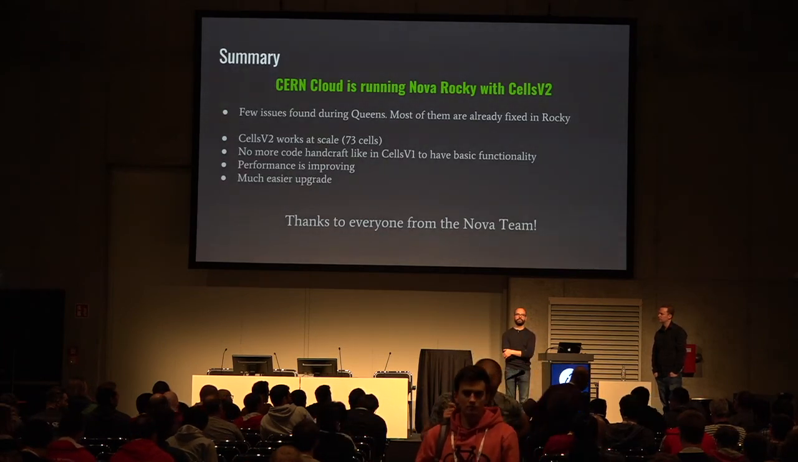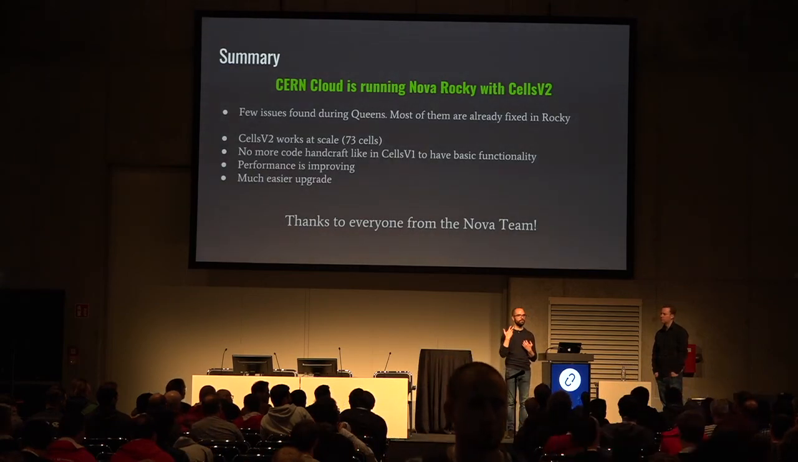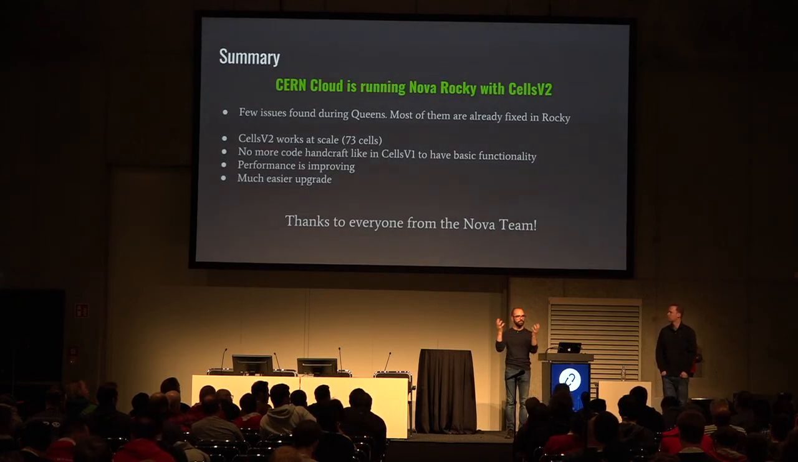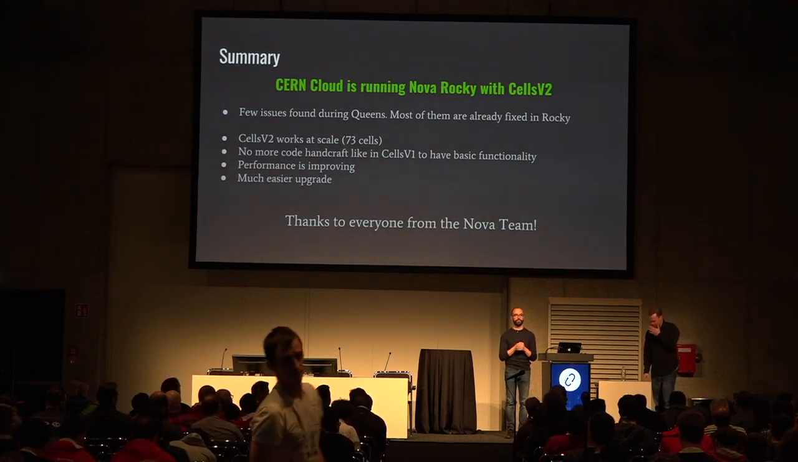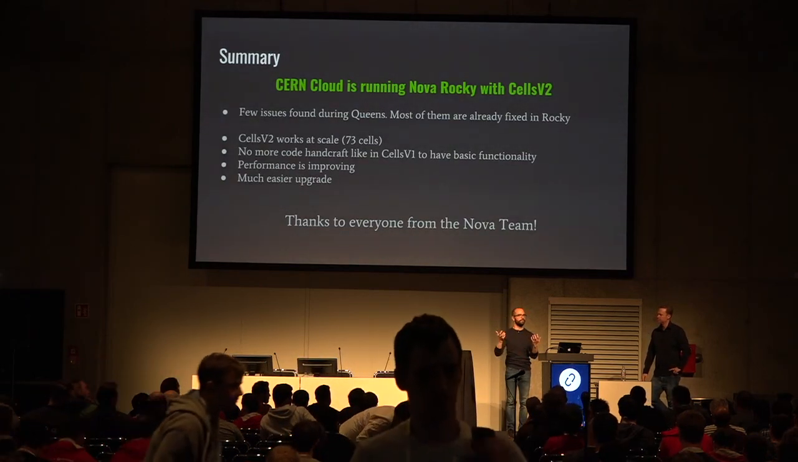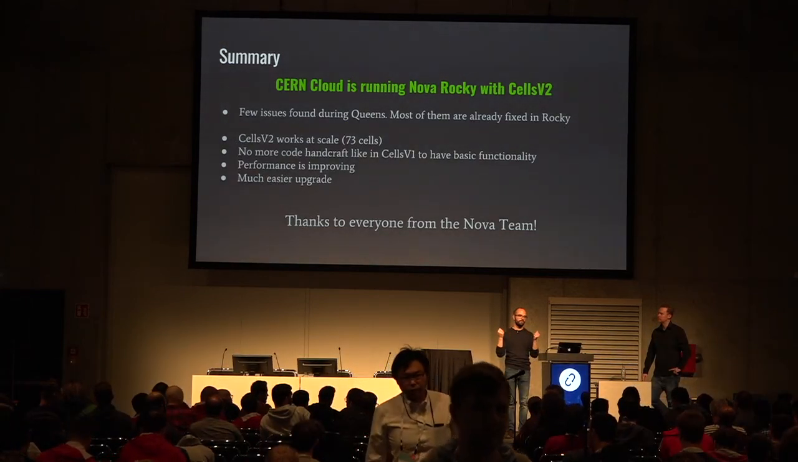So the cell concept is only a Nova concept. Neutron is not aware of cells at all. So for us, Neutron is a global service. It would be great if you could split the load in Neutron per cell, but at this point it's not possible. So port creation and deletion is not cell aware at all.